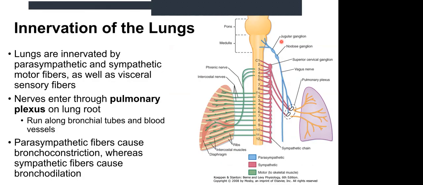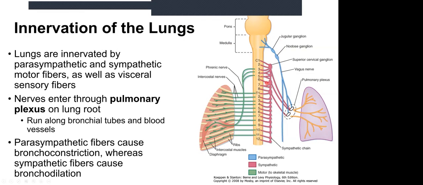And lastly is innervation of the lungs. The lungs are innervated by parasympathetic and sympathetic motor fibers, and also visceral sensory fibers. The nerves enter through the pulmonary plexus on the lung root and run along the bronchial tubes and blood vessels. So again, they're innervated by parasympathetic and sympathetic fibers, as well as some visceral sensory fibers.